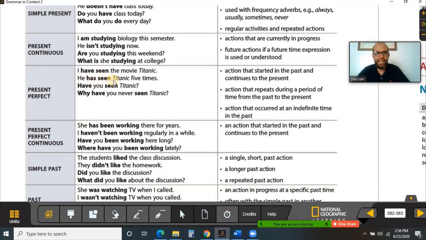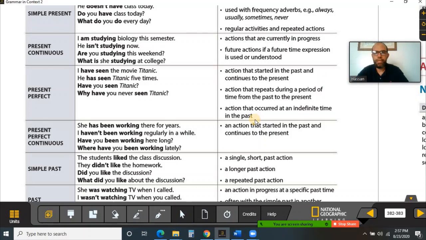He has seen Titanic 5 times. So it's a repeated action that happened in the past. So we have to use the present perfect tense. And the last usage is an action that occurred at an indefinite time in the past.